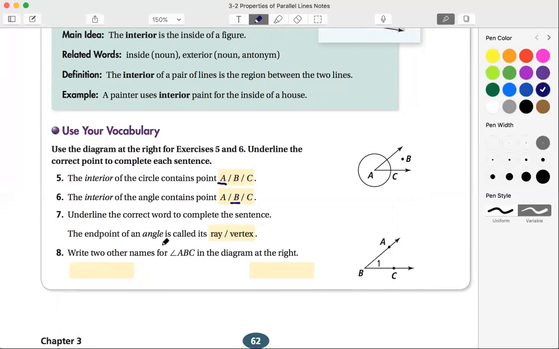Underline the correct word to complete the sentence. The endpoint of an angle is called its vertex. Write 2 other names for angle ABC in the diagram. We could call this angle 1, or we could call this angle B.